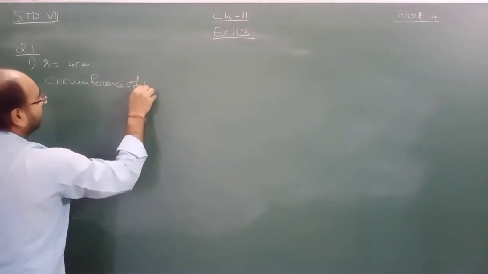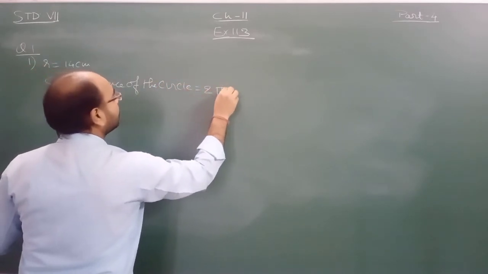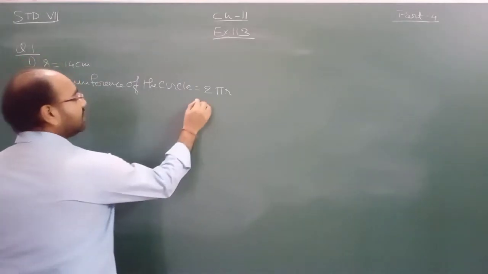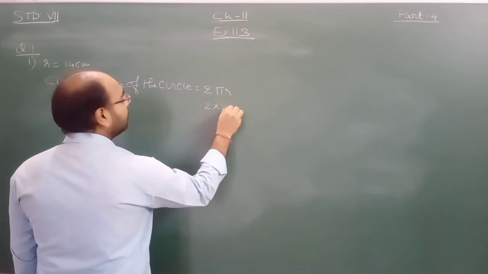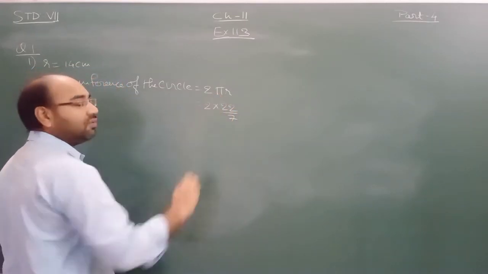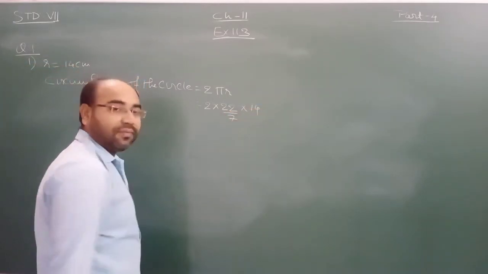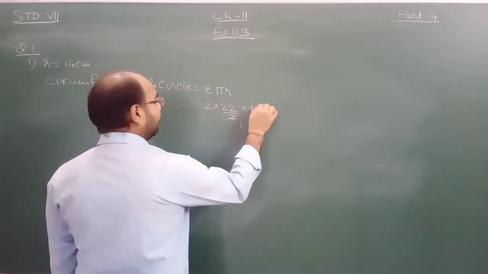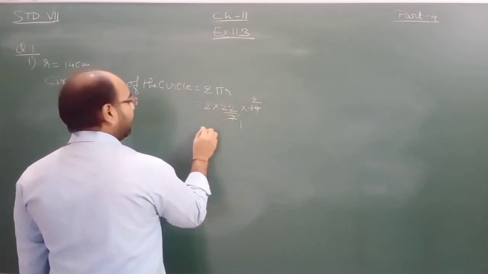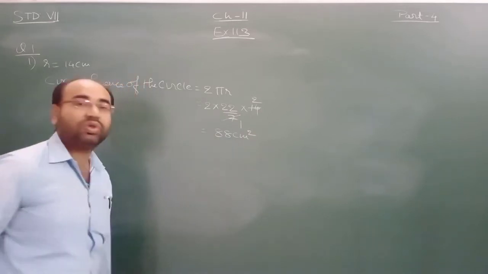Circumference of the circle is equal to 2 pi r, and what value of pi was told there? 22 upon 7. So it will be 2 into 22 upon 7, as it is given in the question, we have to take the value of pi as 22 upon 7, and the radius is 14. So 7 ones are 7 and 7 twos are 14. So 2 twos are 4, and 22 into 4 comes to 88 centimeter.